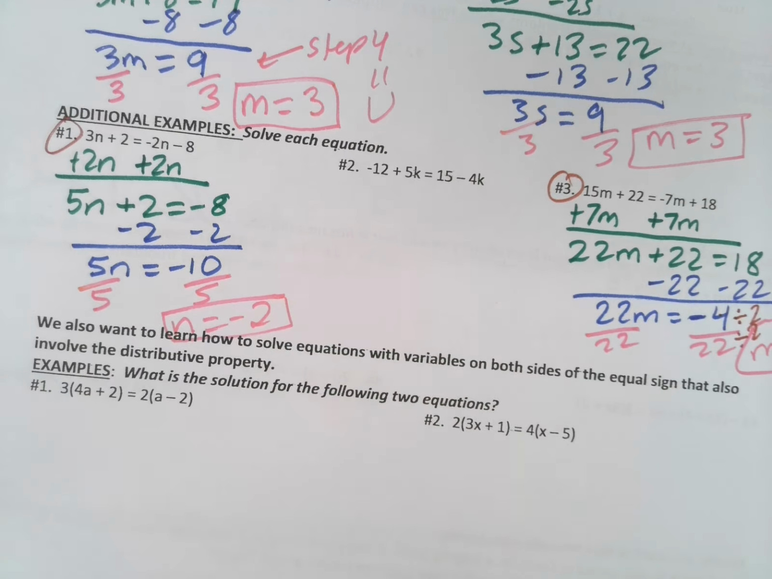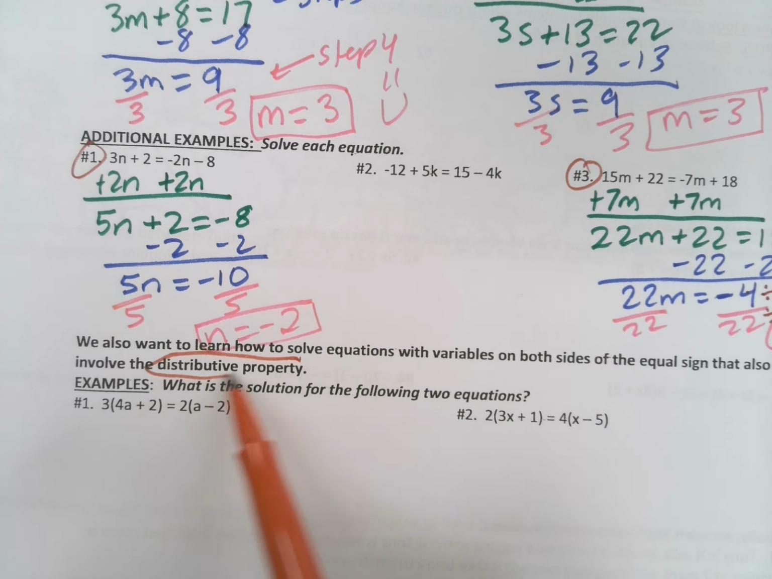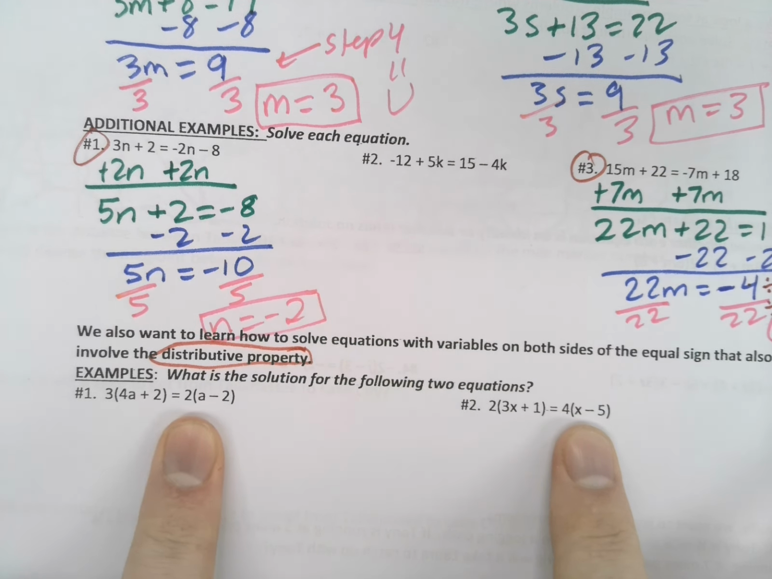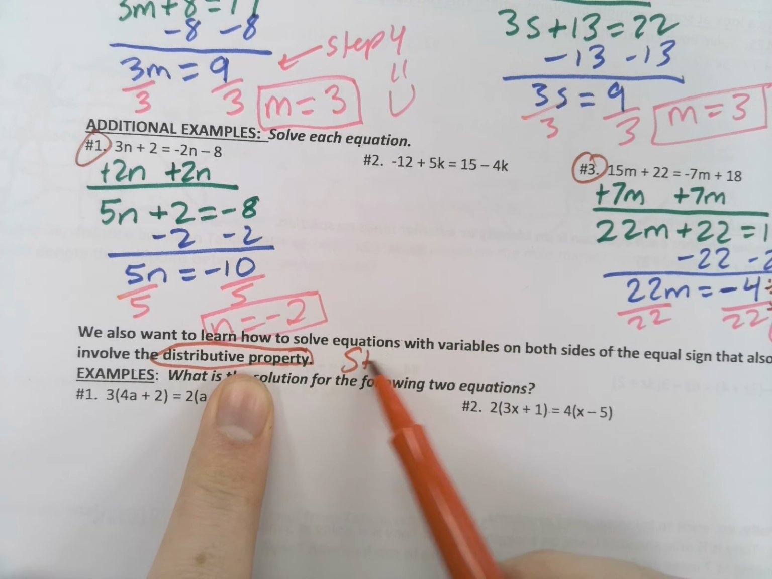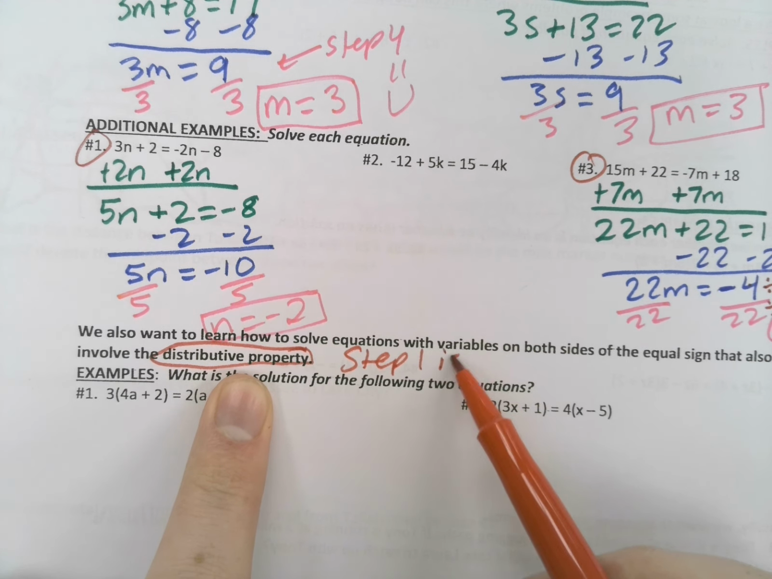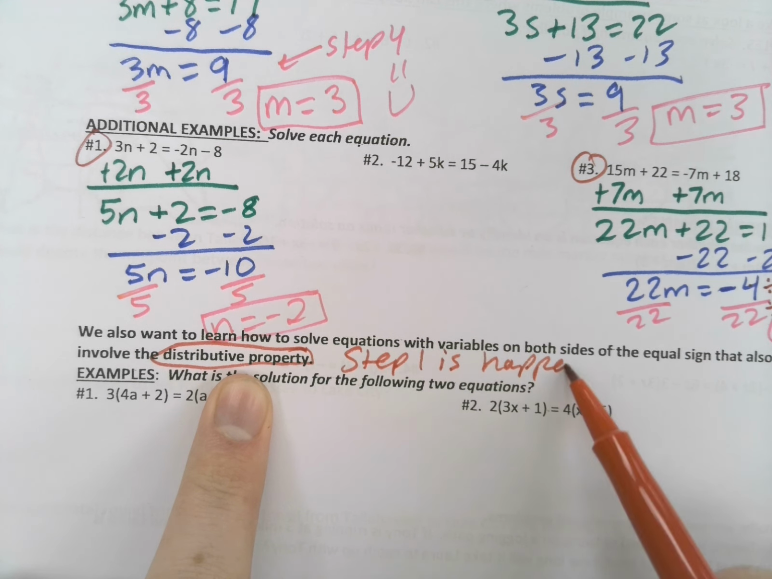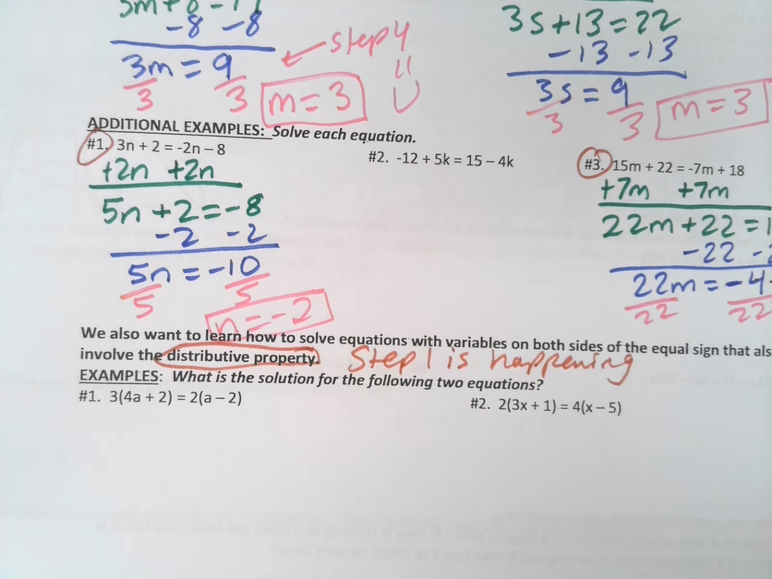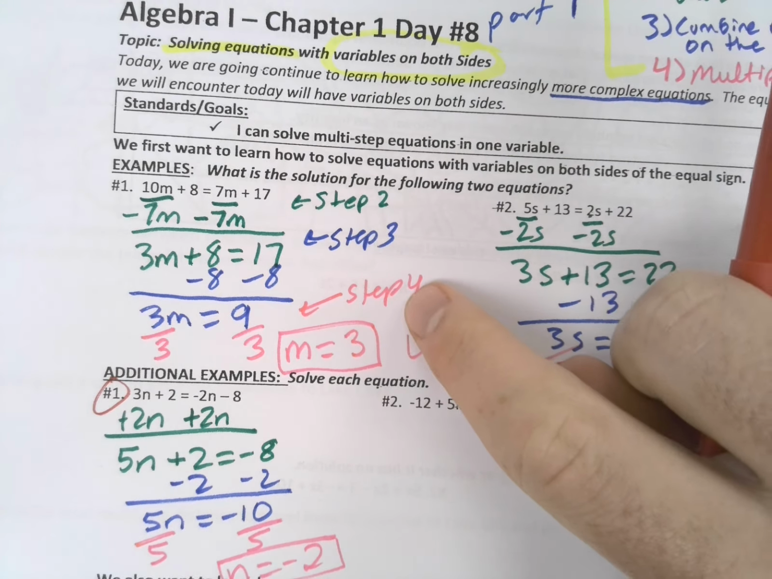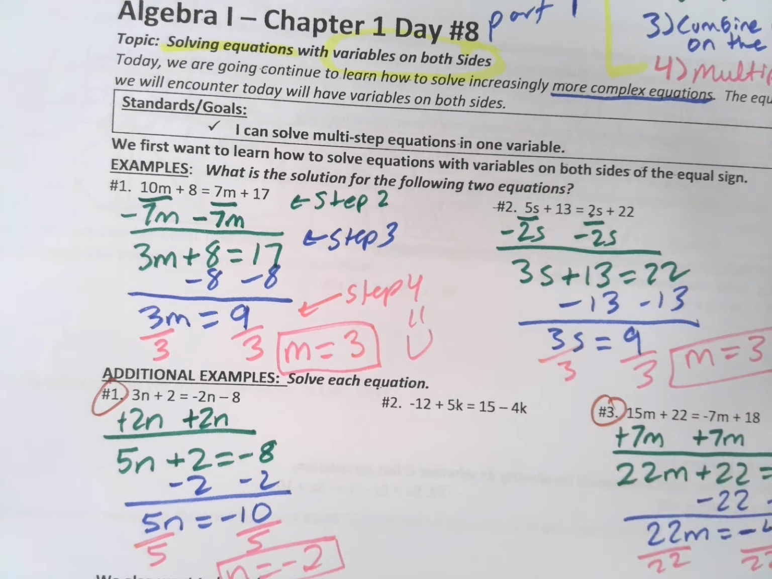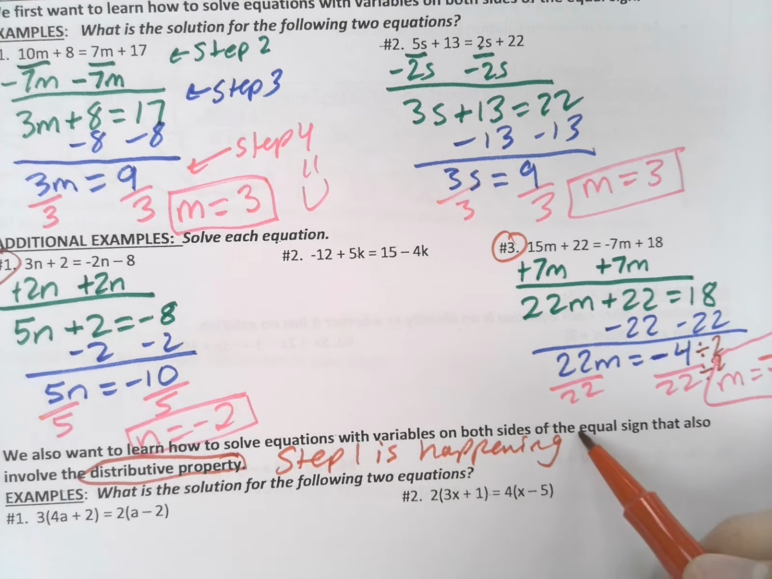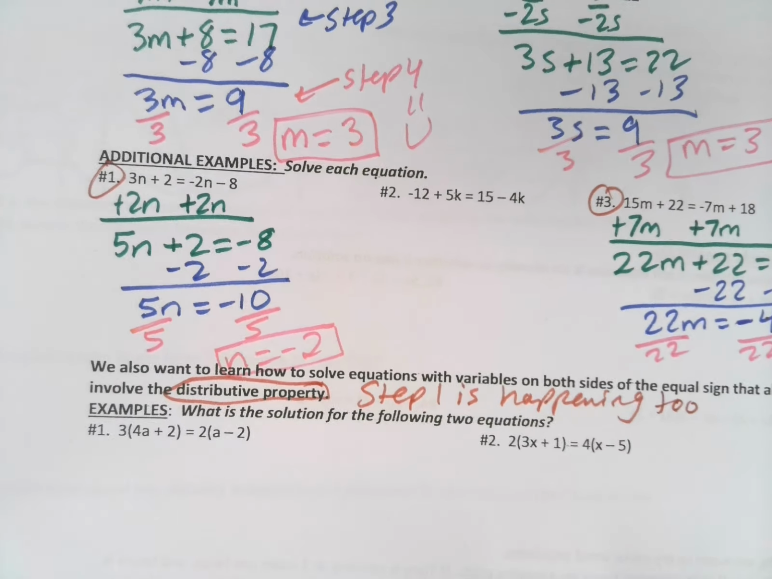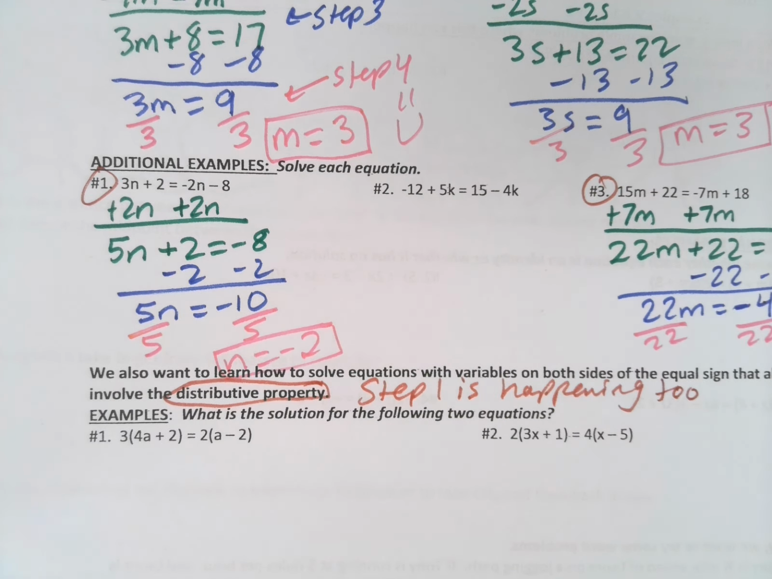Now, how about we wrap up with this last section today? Guess what? We got parentheses now. That means we're going to involve the distributive property, which means step 1 is happening. And really, that's it. You know how we did step 2, step 3, step 4? Those are all still happening. It's just now, step 1 is happening too. It's just going to be one extra step.